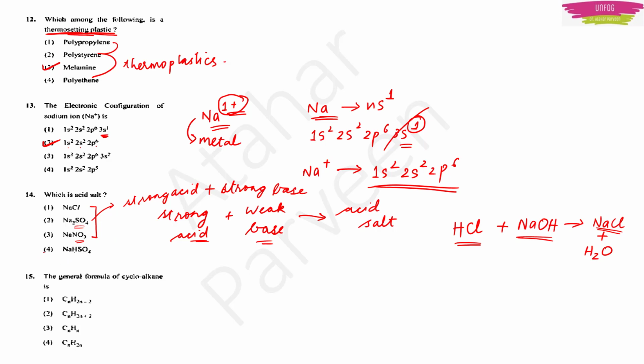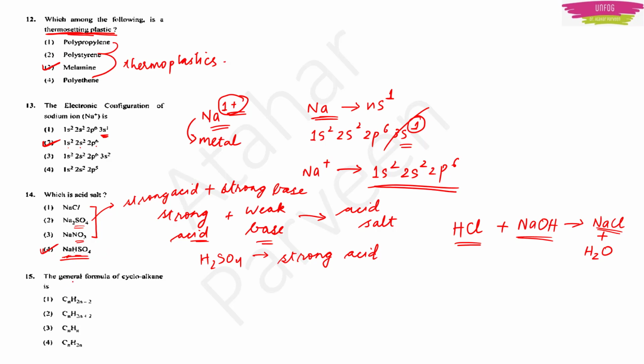But NaHSO4, which is sodium bisulfate, is an acid salt which is formed by the neutralization reaction with sulfuric acid, because sulfuric acid, H2SO4, is a very strong acid. When we take this strong acid and any weak base of sodium, it will give us the acid salt NaHSO4.